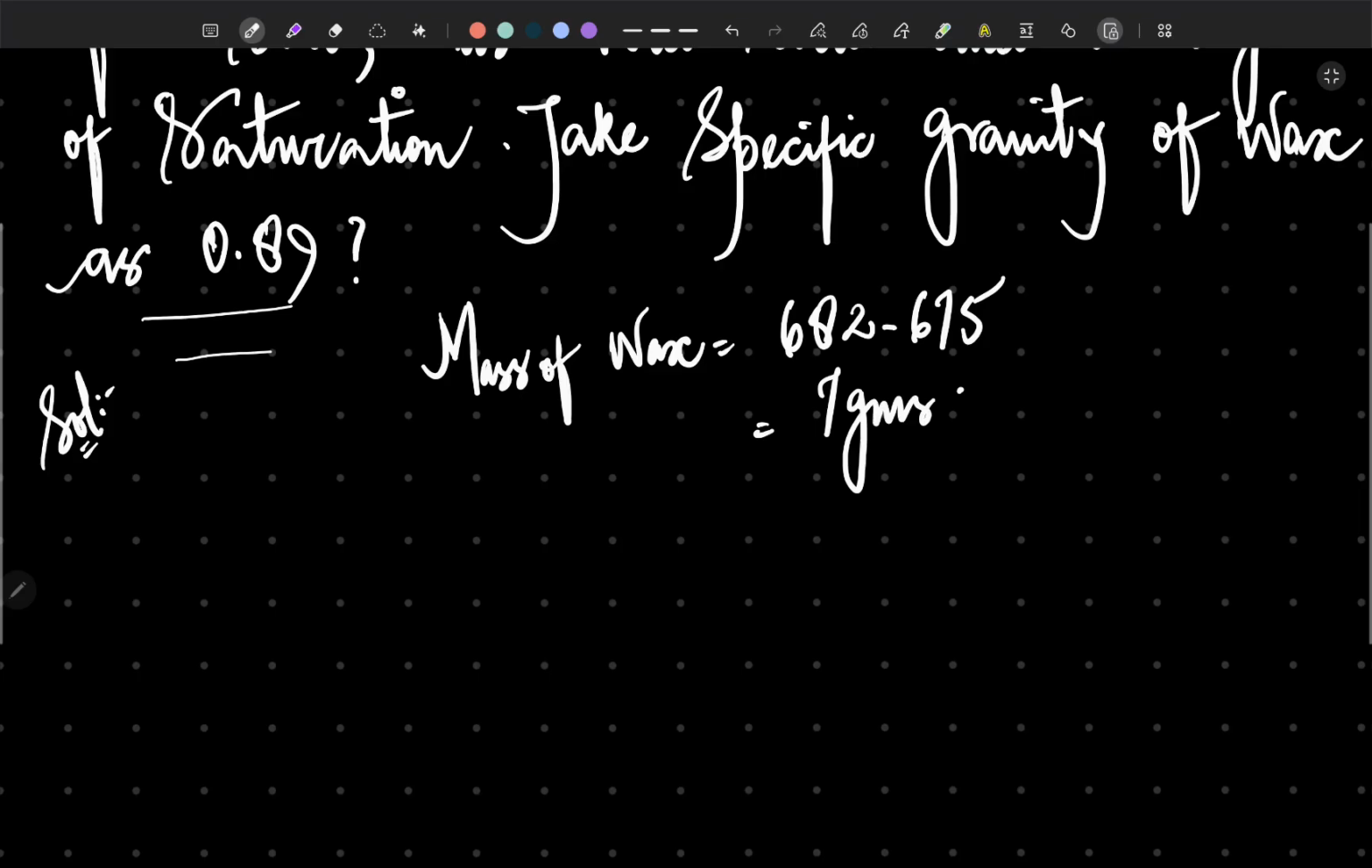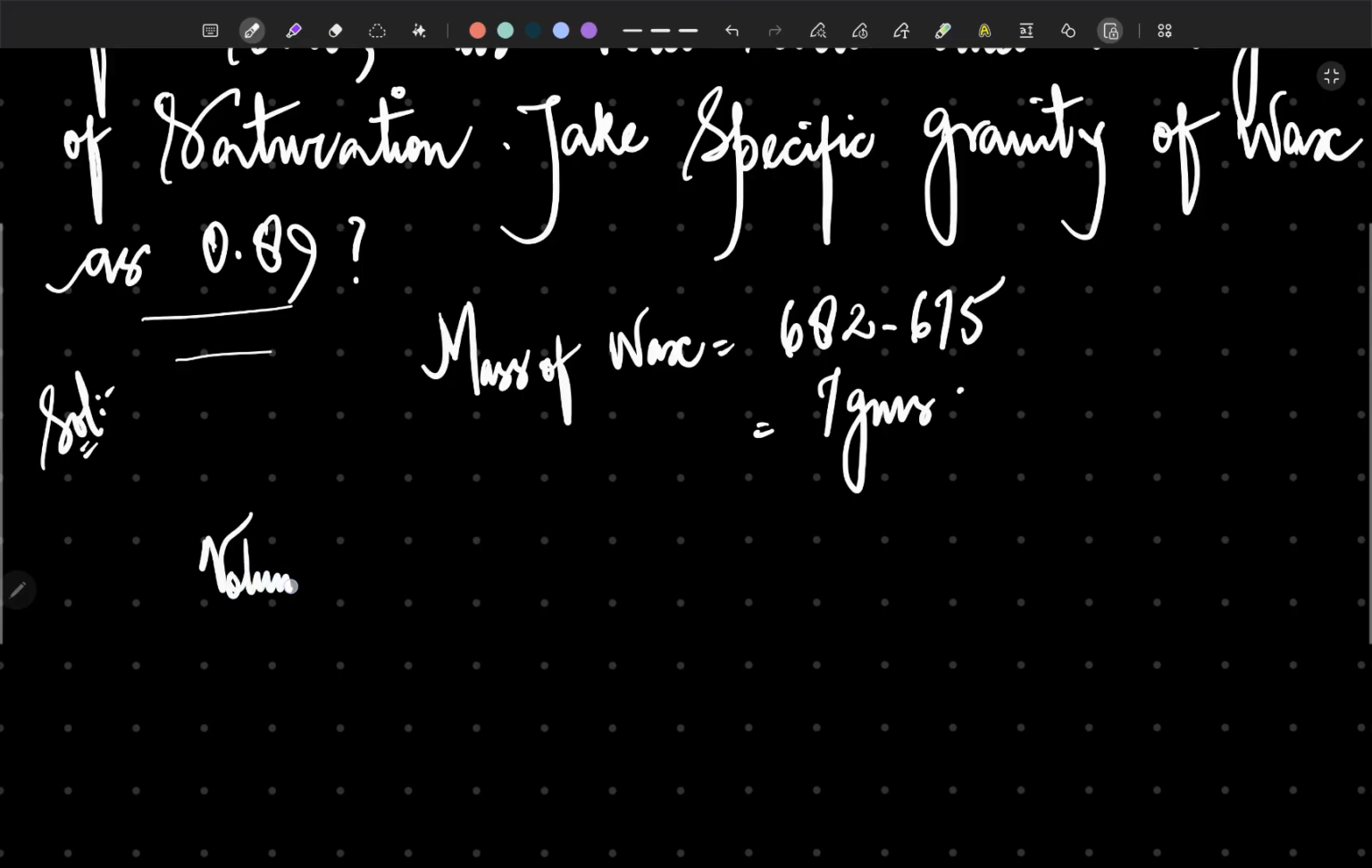Why so? Because in this method, the sample of clay was taken, which had a mass of 675 grams, and it was coated with paraffin wax to make it impervious. Then the combined mass of the clay and the wax was found to be 682 grams. So the mass of the wax is 7 grams. Now we'll find the volume of this wax.